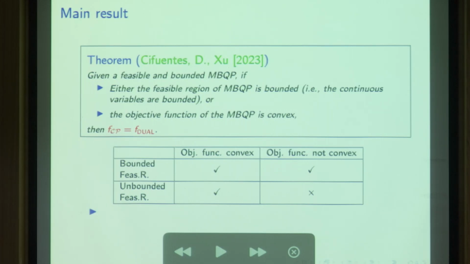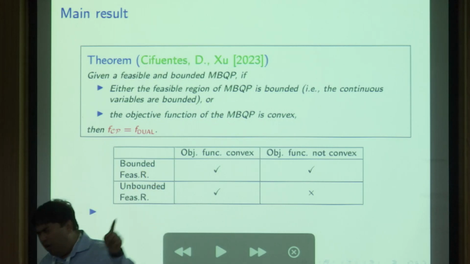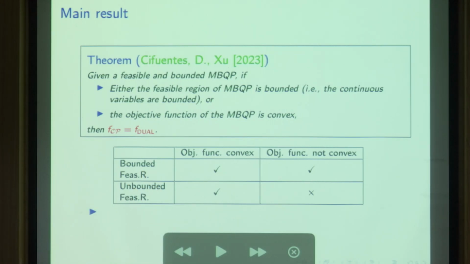Okay? With Slater, it's obvious. I mean, if you had Slater, you'd have that they are equal, but you don't need that. And in fact, in the case where the objective is not convex and the feasible region is unbounded, we can explicitly give examples where strong duality does not hold. Obviously, in those examples, Slater does not hold.